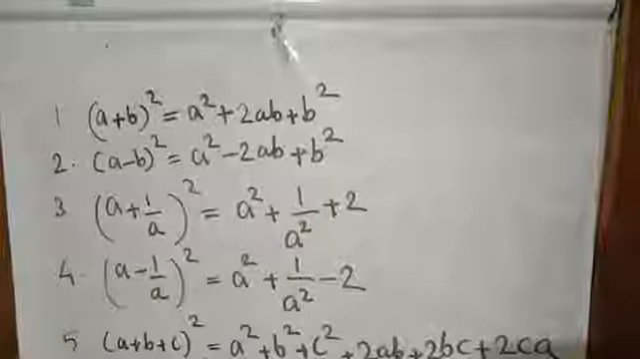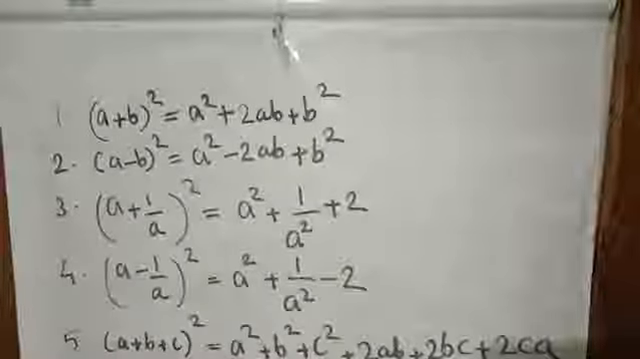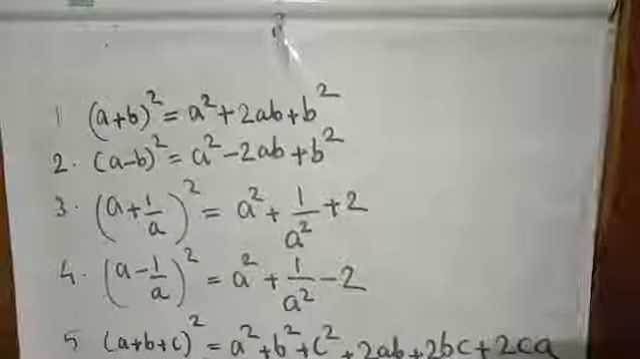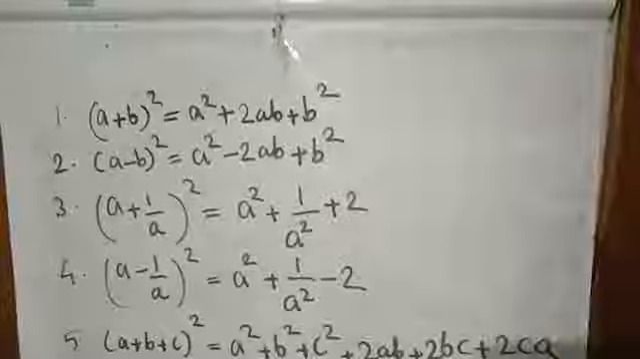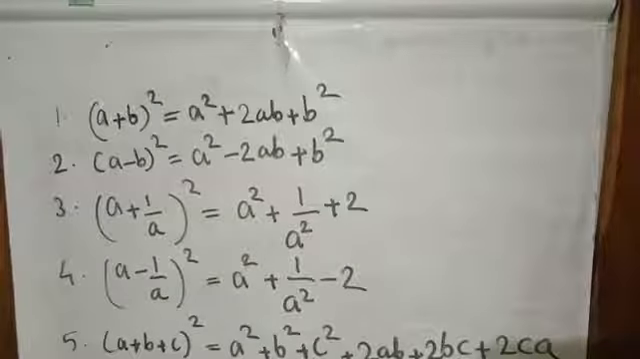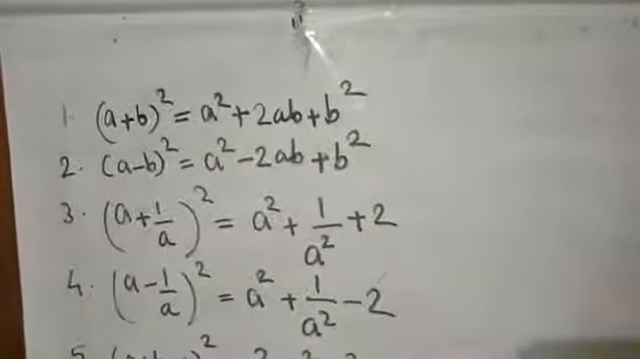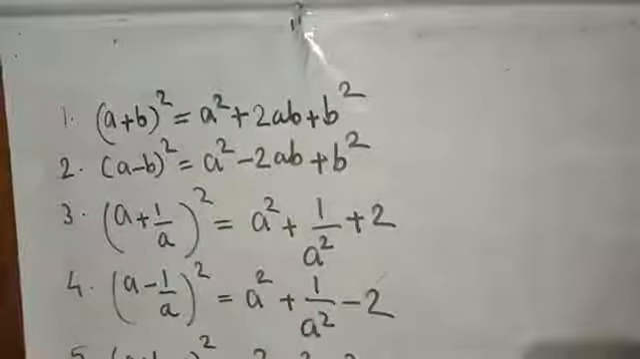Next are some important formulas. Already we discussed this one. A plus b the whole square is equal to a square plus 2ab plus b square. A minus b the whole square is equal to a square minus 2ab plus b square. Now what is a plus 1 by a the whole square?